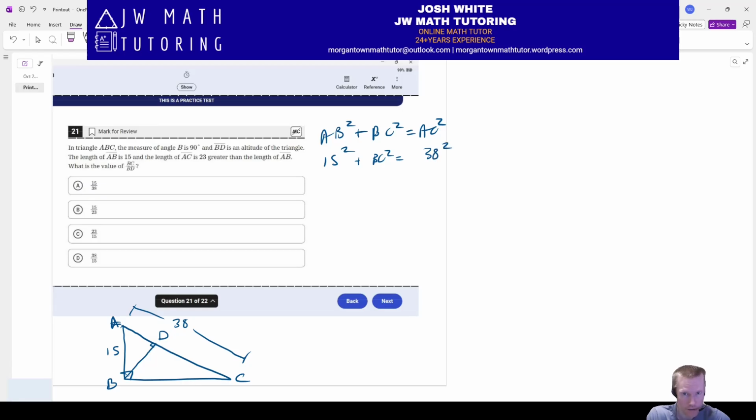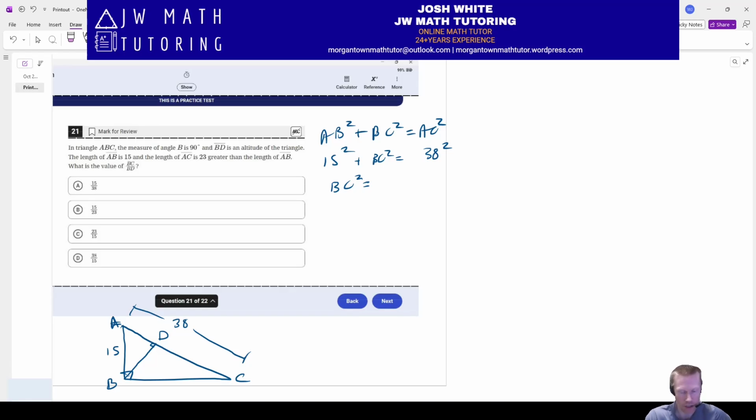AC is 38. Now, normally I would just go to Desmos and type in 15 squared plus whatever variable squared tilde 38 squared. And that would give me the exact value. But the problem is I need to use that value in another calculation or in another regression statement. And you can't carry values from one regression statement to another.